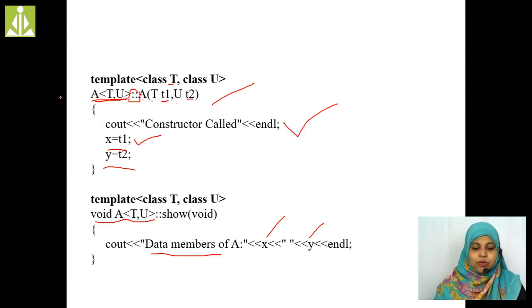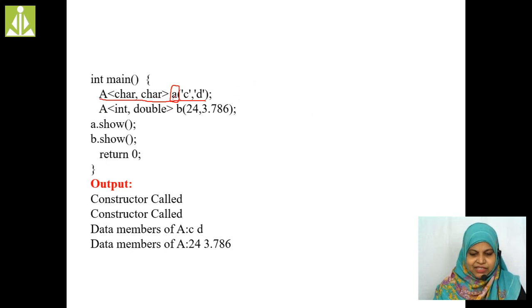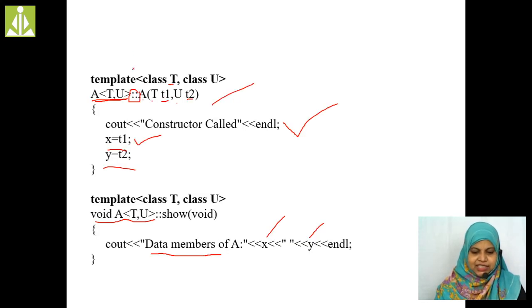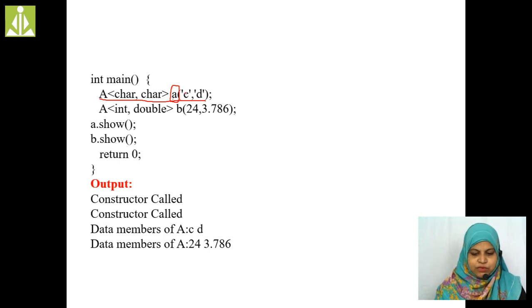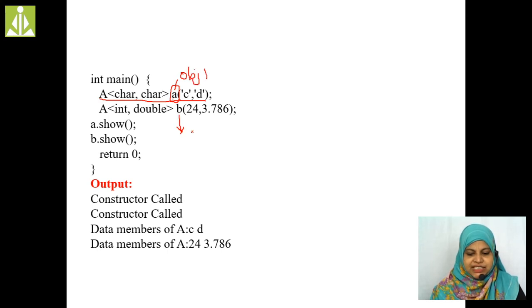So see here, what is my output? Whenever the A is created, directly the constructor is called. Constructor is called, X equals T1. Now what is the value of X? X equals C, Y equals D. Next, this is one object, object 1, for the same class.